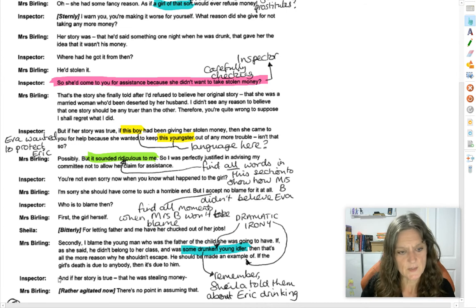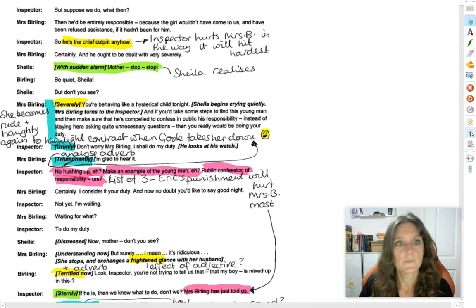The inspector presses on. If her story is true that he was stealing money, so again, she thinks Eva's lying. There's no point in assuming that. She's not. But suppose we do, then he'd be entirely responsible. And so we know now it's young Eric, don't we? And the audience is definitely starting to work that out. The inspector says, so he's the chief culprit anyhow.